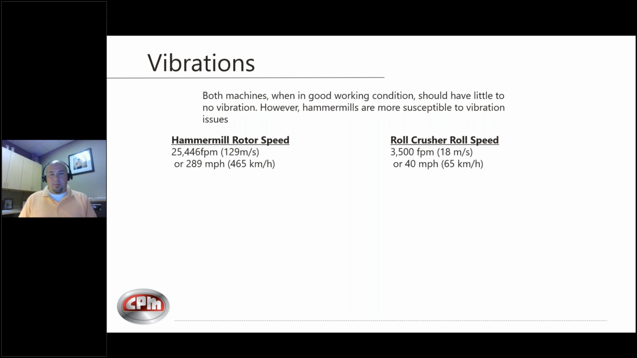So again, if they're well maintained, it's not an issue, but we've seen plenty of vibration problems over the years just with different installations people have.